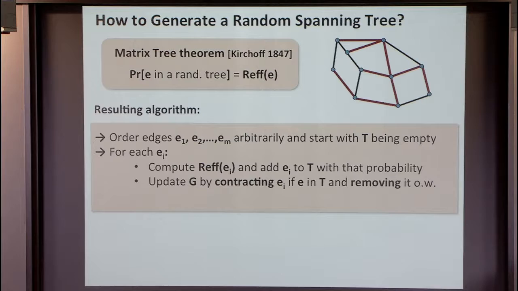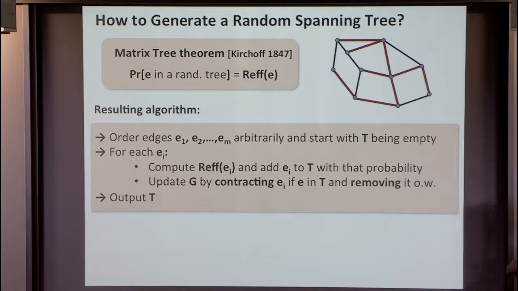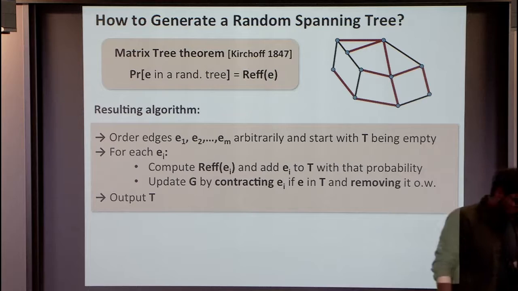Okay, and we just keep doing that for all the edges, and then we output the tree that we constructed this way. It shouldn't be too hard to see that the tree we created actually will be a tree, because this is thanks to the contraction procedure. So this is not hard to see. But the question is, why would it work?